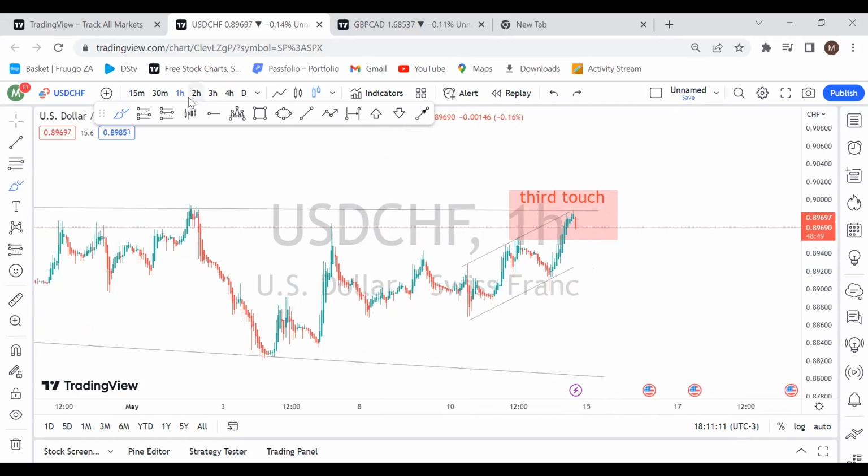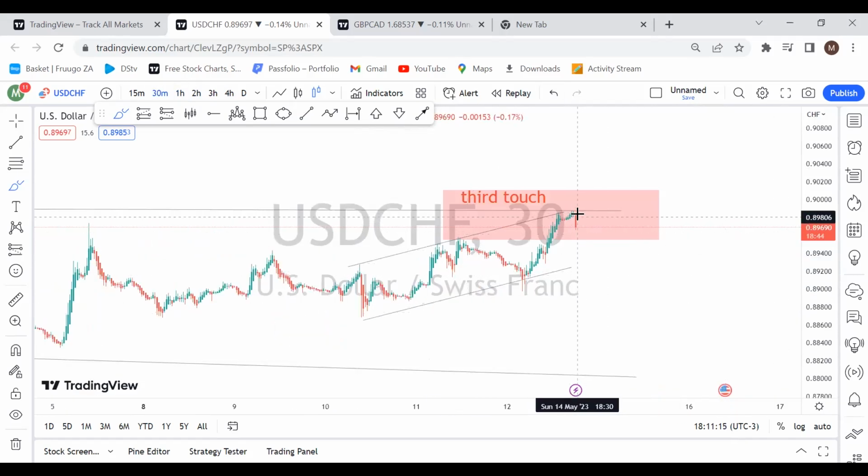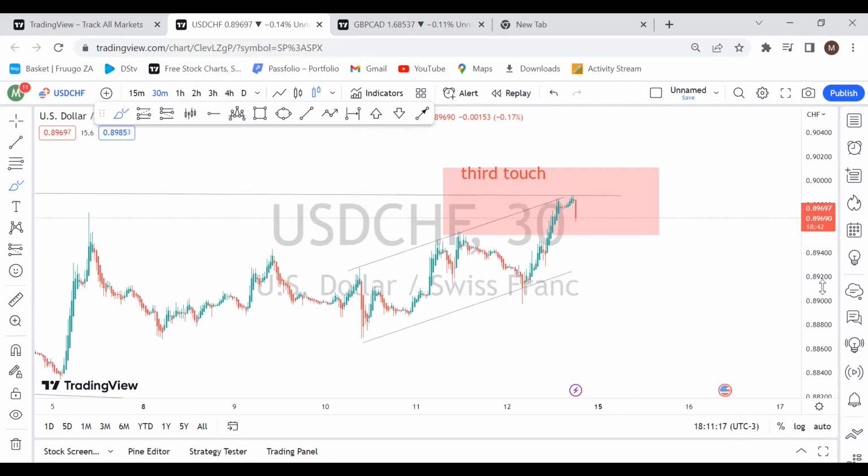Third touch has the highest probability. And as you can see already, we are rejecting right there. This is TradingView, so some markets have just opened and are running, but with some brokers, they might still be closed. So we had a very nice rejection right there.